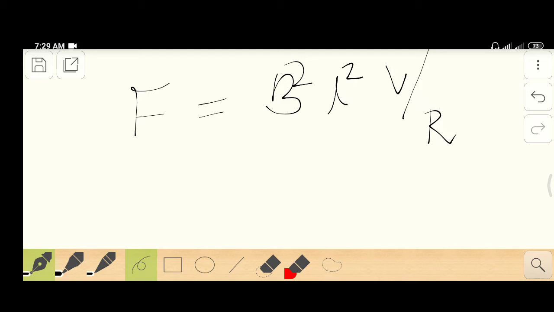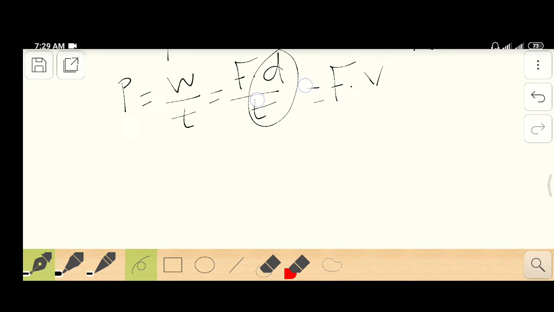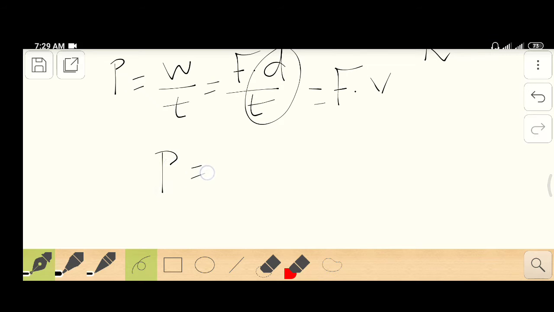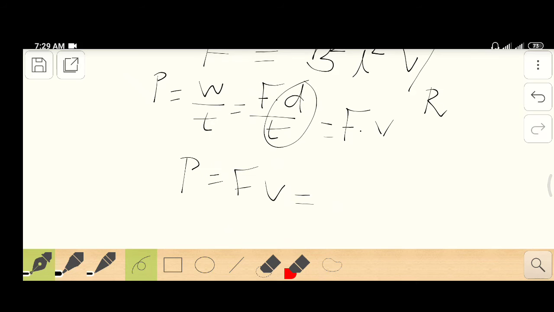So force into displacement by time, that is, power is equal to work by time, where work, by Newtonian mechanics, is equal to F into d, so P is F into d by t, where d by t is actually v, which will be equal to F into v. So here P will be equal to F into v. Here the F value is equal to B square L square V by R, into V, which will be equal to (BLV) the whole square by R.